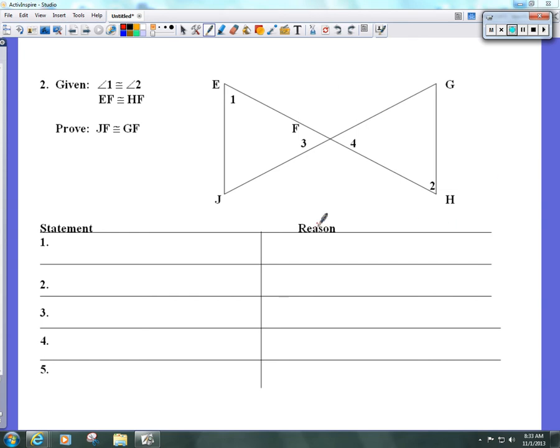Hi, welcome to another video of me doing another proof from either a homework or a quiz you've taken in the past. Let's look here where I'm trying to prove that JF is congruent to GF.